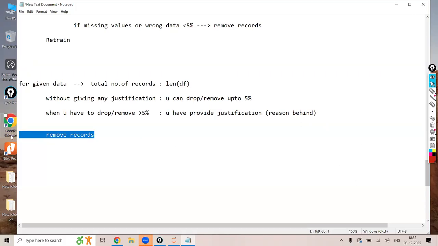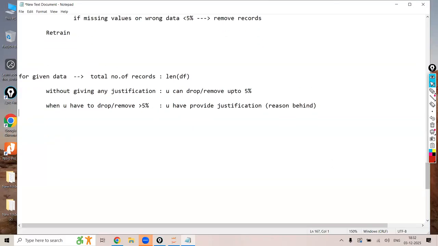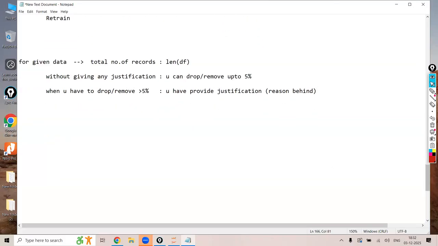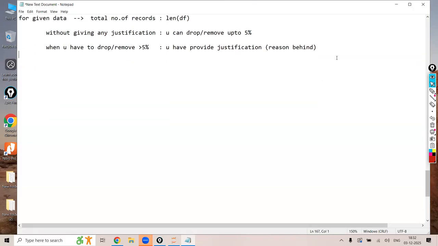So we require the proof for what reason you are removing or for what purpose you are doing this. Everything requires justification. When you are working with more than 5% of the data, when you are trying to drop more than 5%, justification is needed. If you are dropping less than 5%, it's not a problem. No need to give any justification. Happily you can drop. No one will ask. Okay, points are clear.